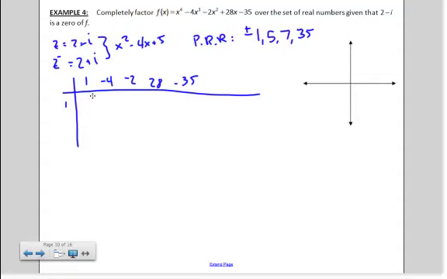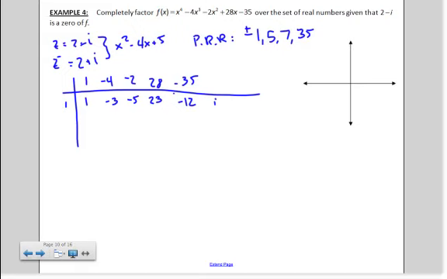When we plug in 1, bring down the 1. And again, 1 times 1 is 1, plus negative 4 is negative 3. 1 times negative 3, plus negative 2 is negative 5. 1 times negative 5 is negative 5, plus 28 is 23. 1 times 23 is 23, plus negative 35 is negative 12. Okay, not a solution.